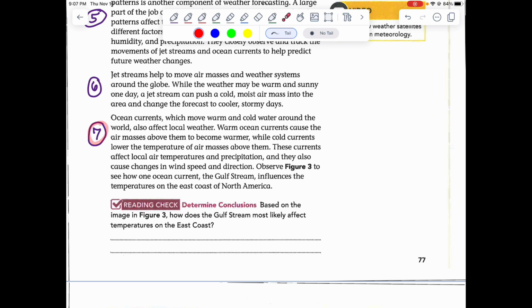Paragraph 7. Ocean currents, which move warm and cold water around the world, also affect local weather. Warm ocean currents cause the air masses above them to become warmer, while cold ocean currents lower the temperature of air masses above them. These currents affect local air temperatures and precipitation, and they also cause changes in the wind speed and direction. Observe Figure 3 to see how one ocean current, the Gulf Stream, influences the temperatures on the east coast of the United States.